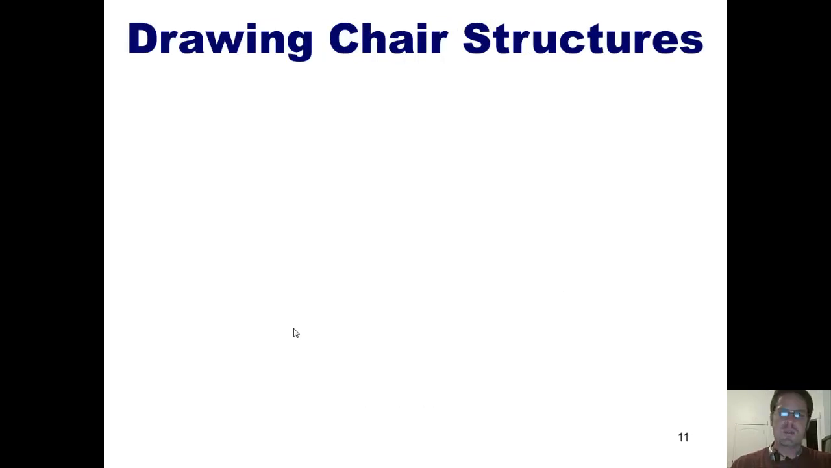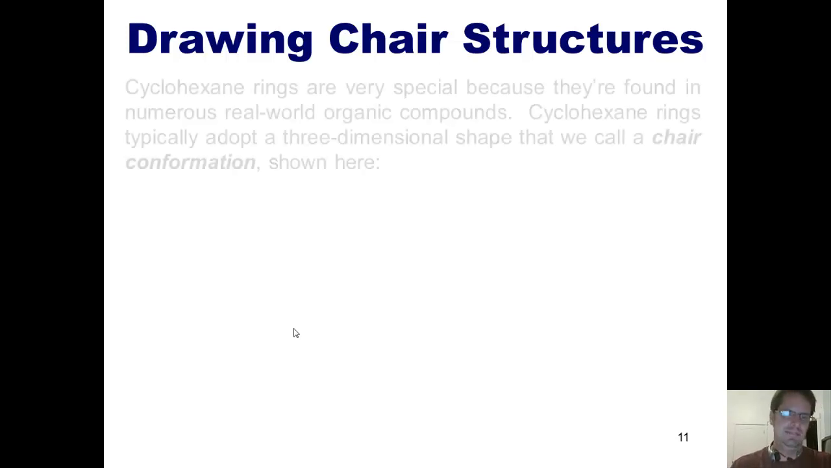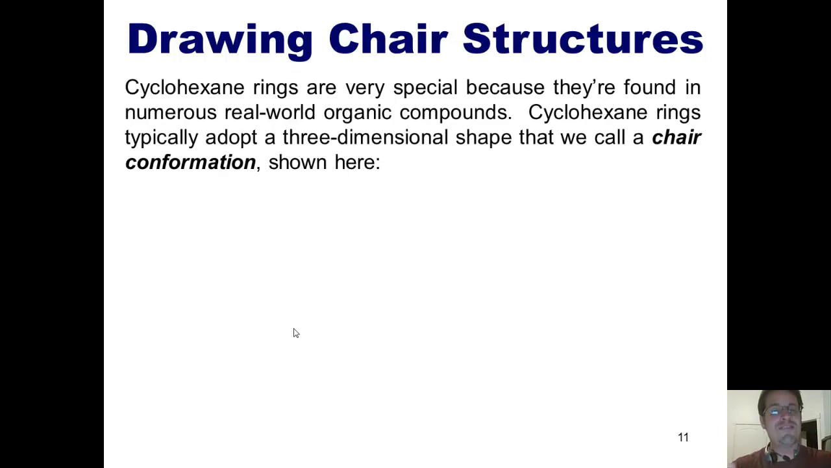I now want to move to a different subject, drawing chair structures. Now, I know what you're thinking. What in the world does that mean? Cyclohexane rings are very special because they're found in numerous real-world organic compounds. Cyclohexane rings typically adopt a three-dimensional shape that we call a chair conformation, which is shown here.